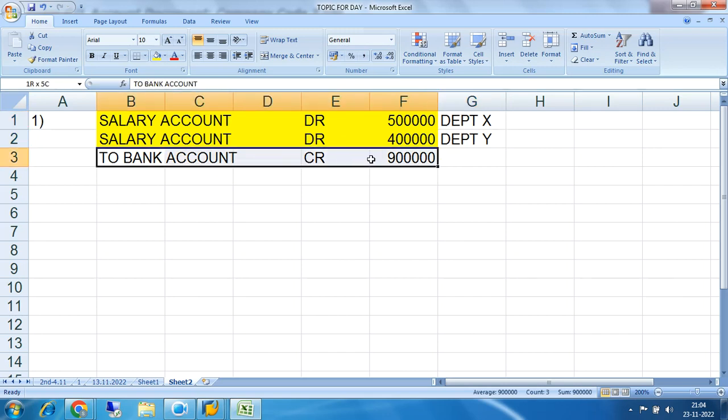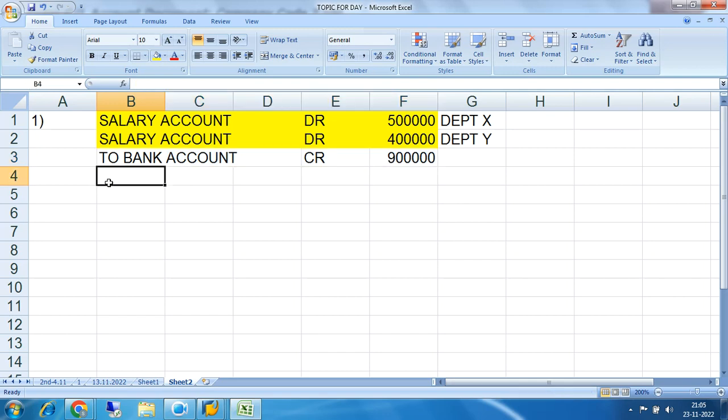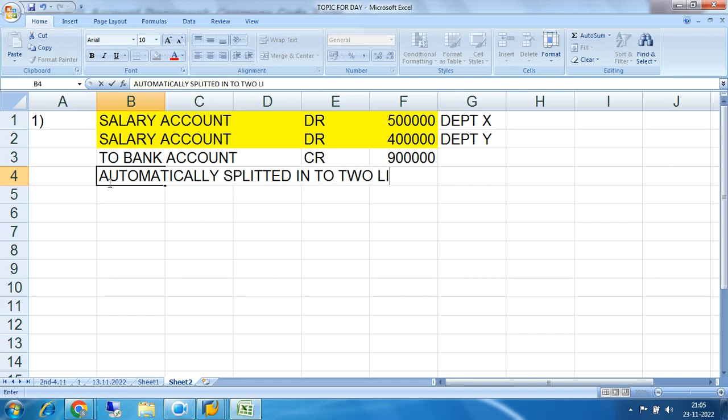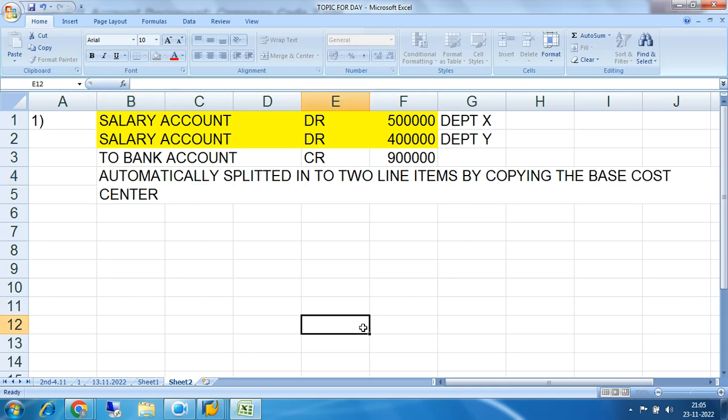So what about this second line item? The second line item will be automatically split into two line items by copying the base profit center, base cost center. Okay, so what happens in this case?